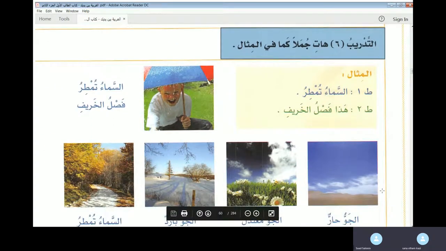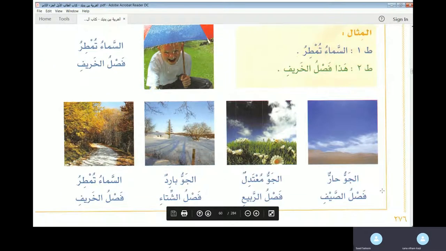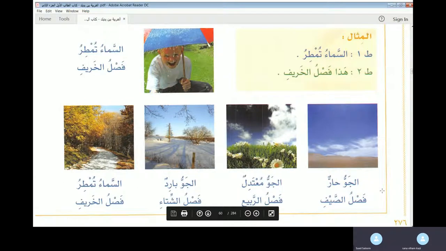التدريب السادس: هاتي جملا كما في المثال. Bring the sentence like in the example. المثال، طالب الأول: السماء تمطر. It's raining. طالب الثاني: هذا فصل الخريف. This is the autumn season.